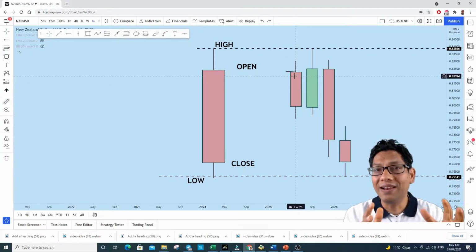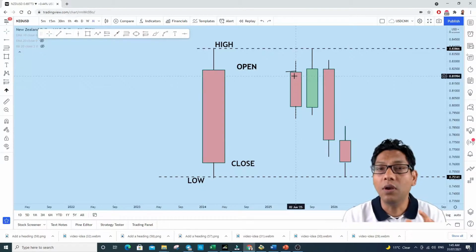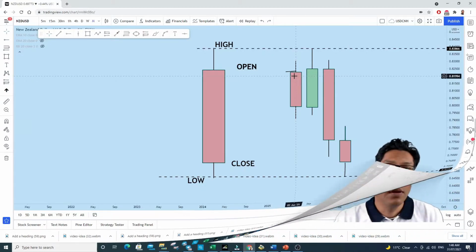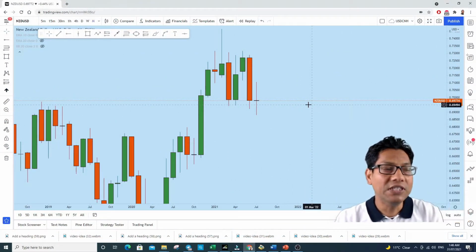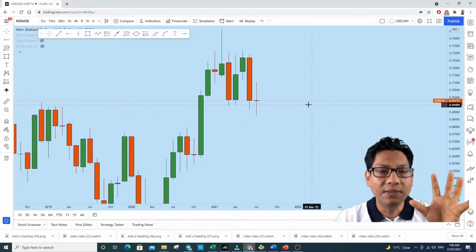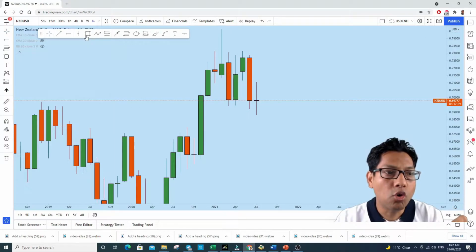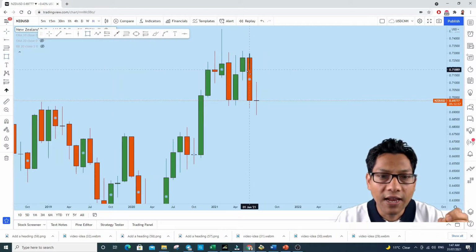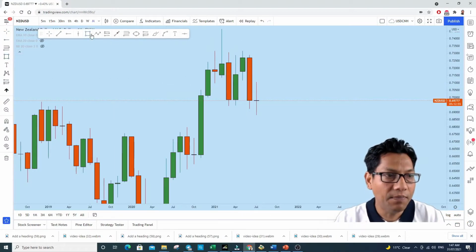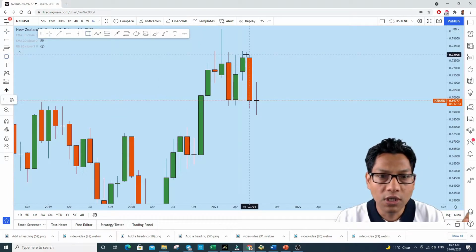So this is the basics of multi-time frame. Now let me show you in a real chart how it looks exactly. Okay, so let's see this example. This is New Zealand US dollar. This is the monthly time frame, and you see this red candle. Let's draw a box around it, and then we'll see on the lower time frame how it looks.